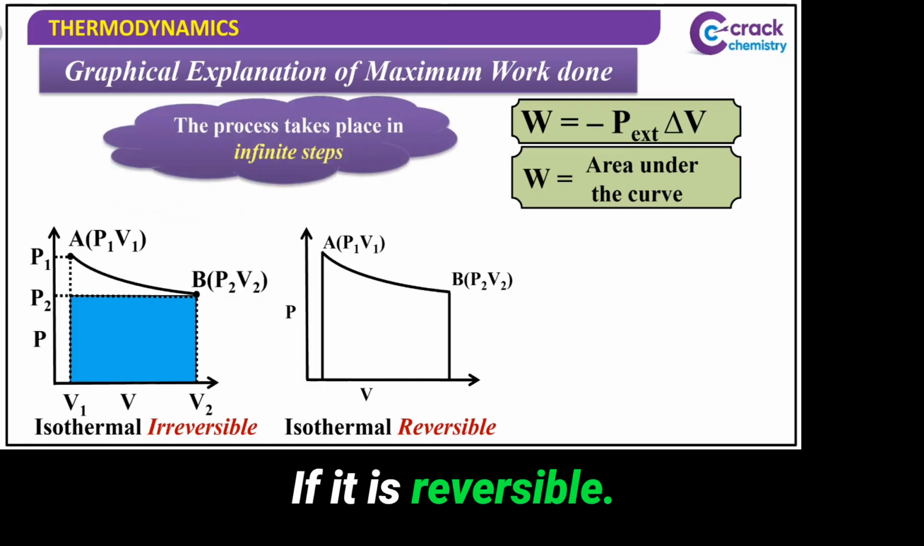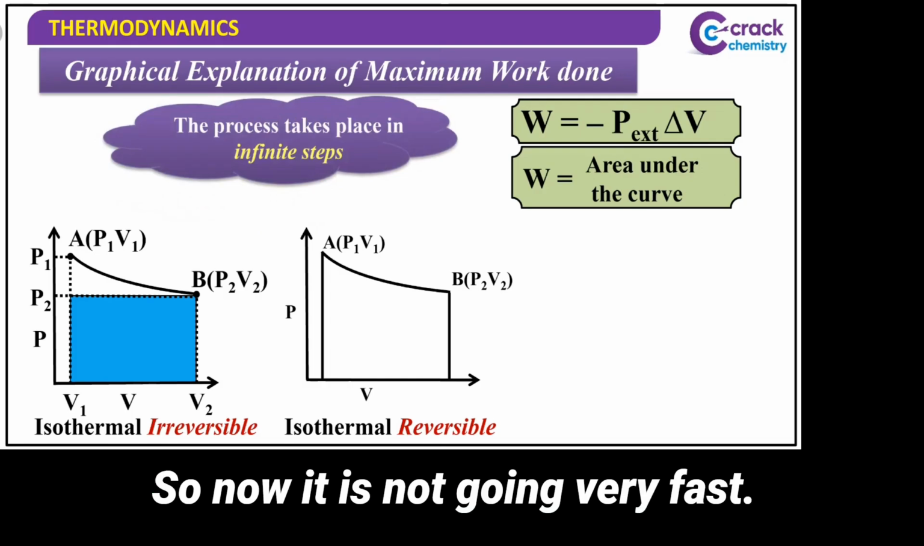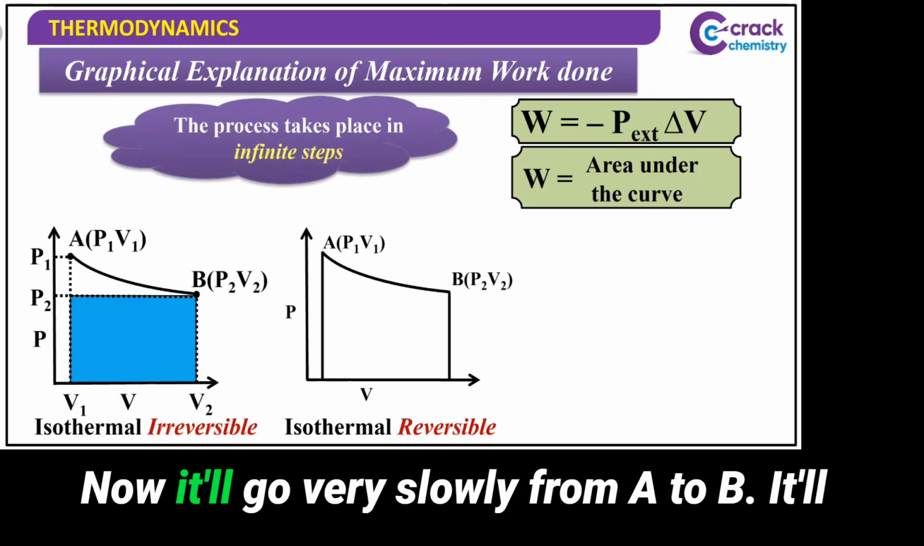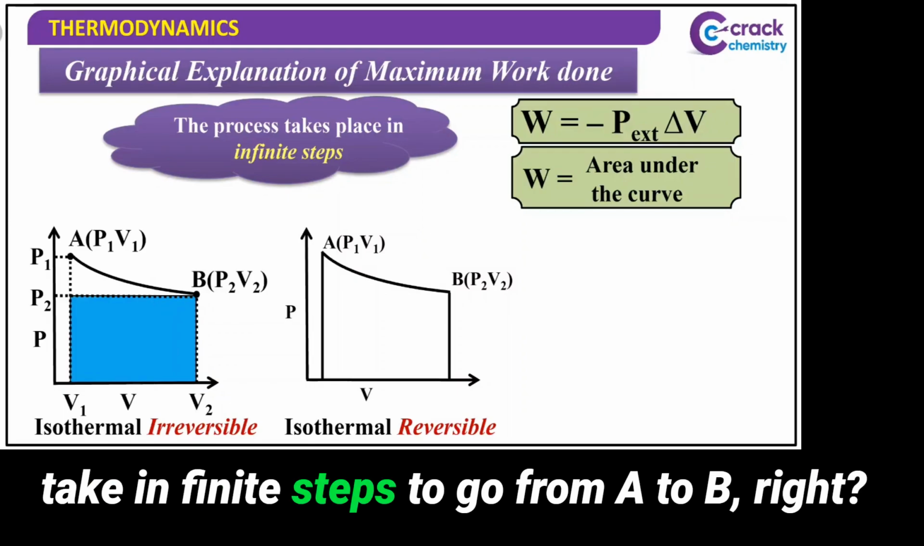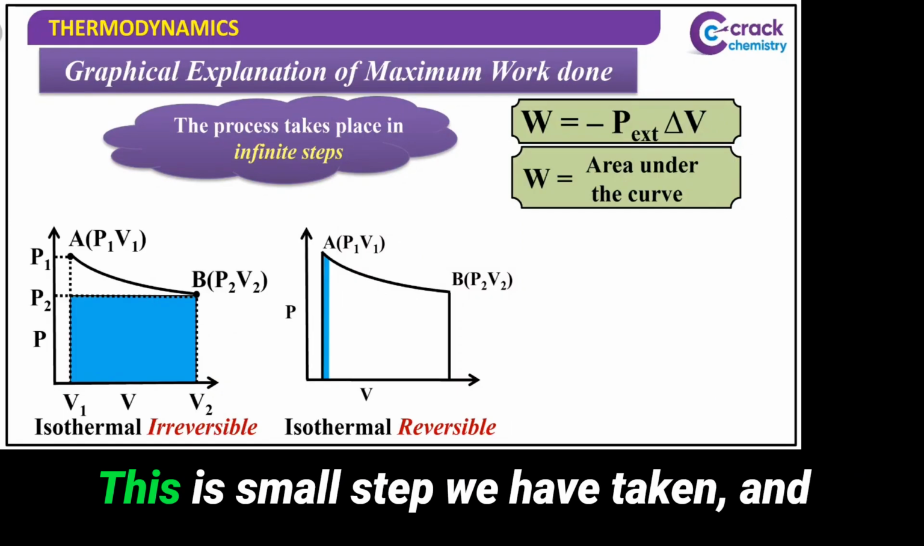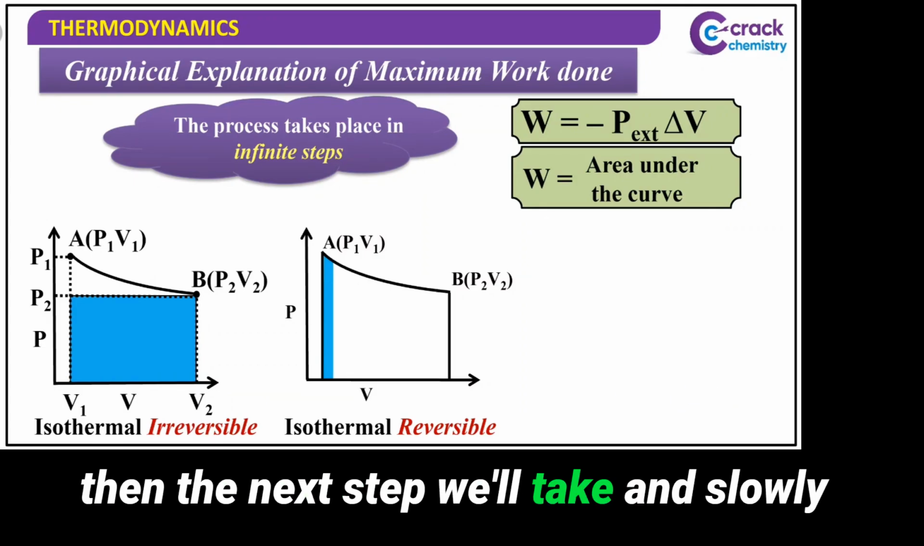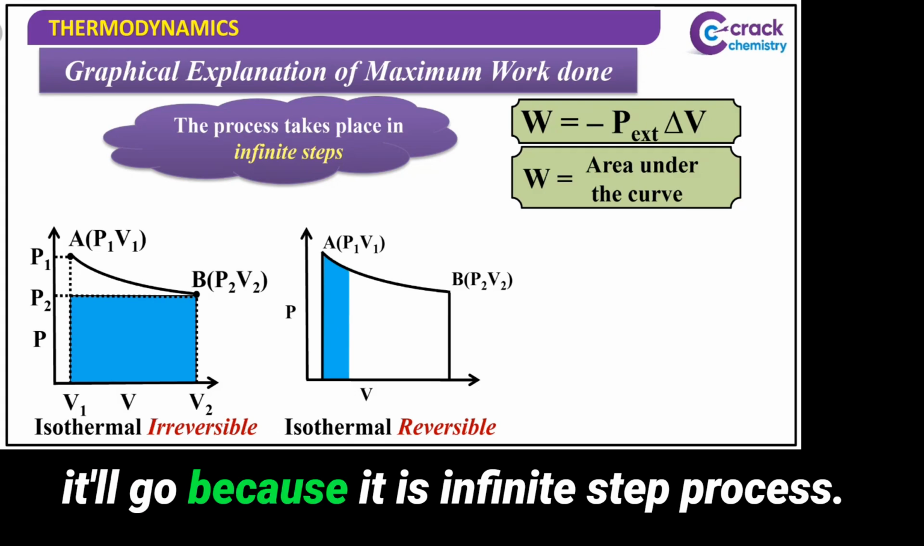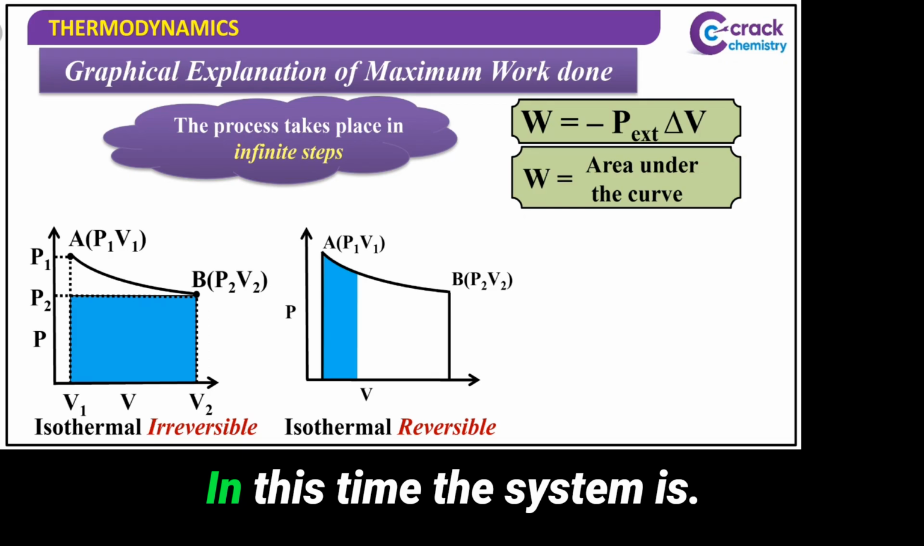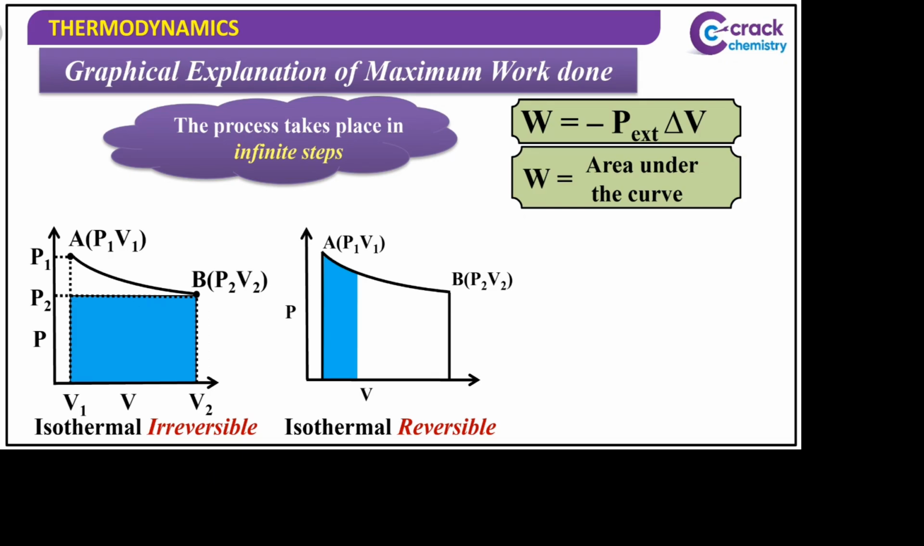If it is reversible, now it is not going very fast. Now it will go very slowly from A to B. It will take infinite steps to go from A to B, right? This is a small step we have taken, and then the next step we will take, and slowly it will go, because it is an infinite step process. And this time the system is reversible.